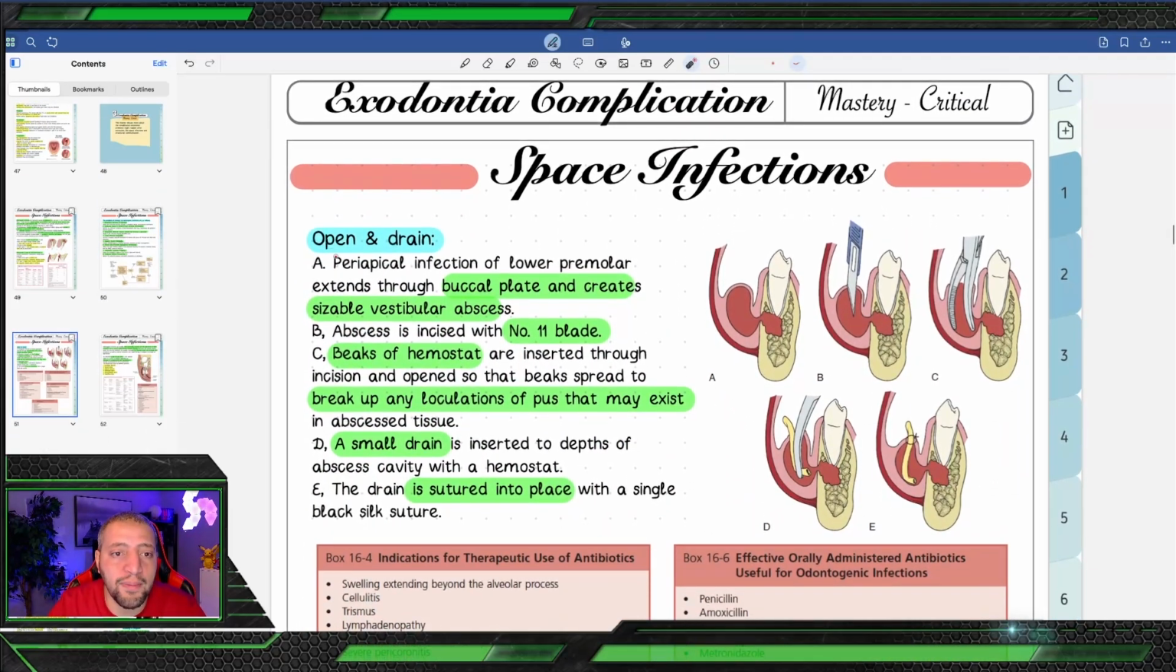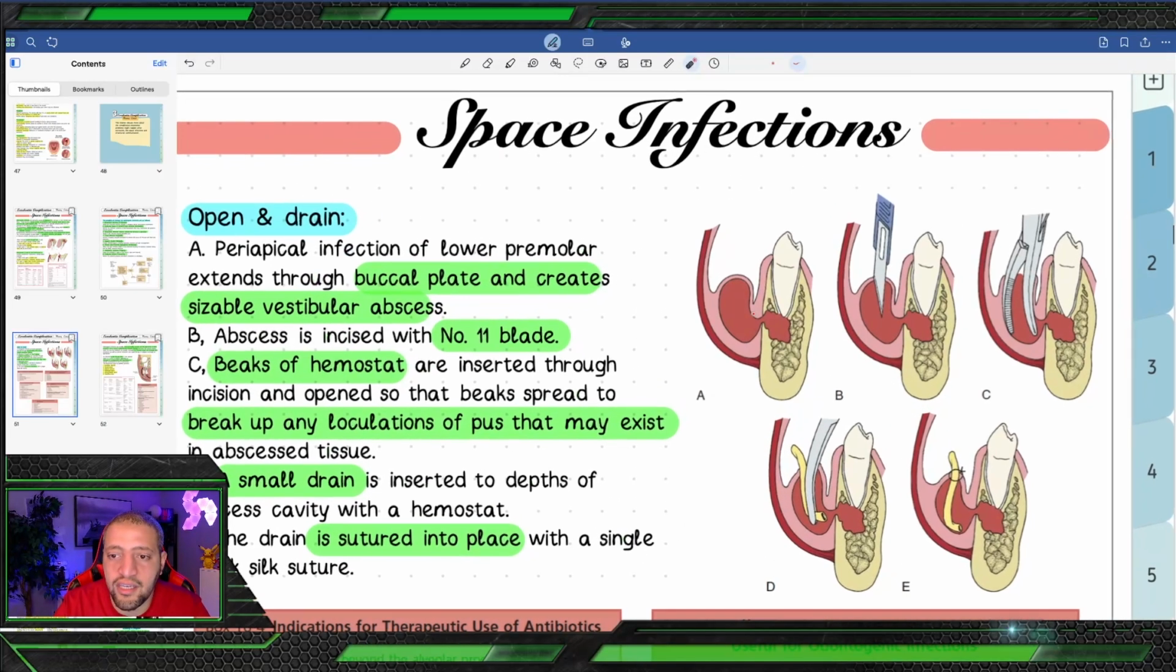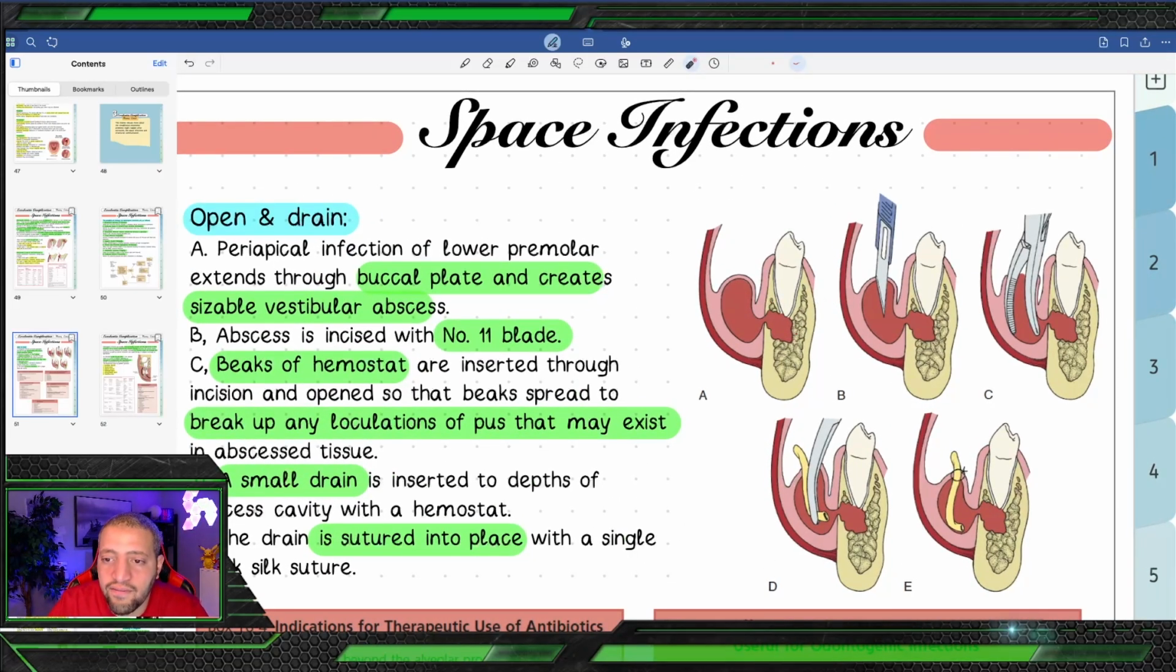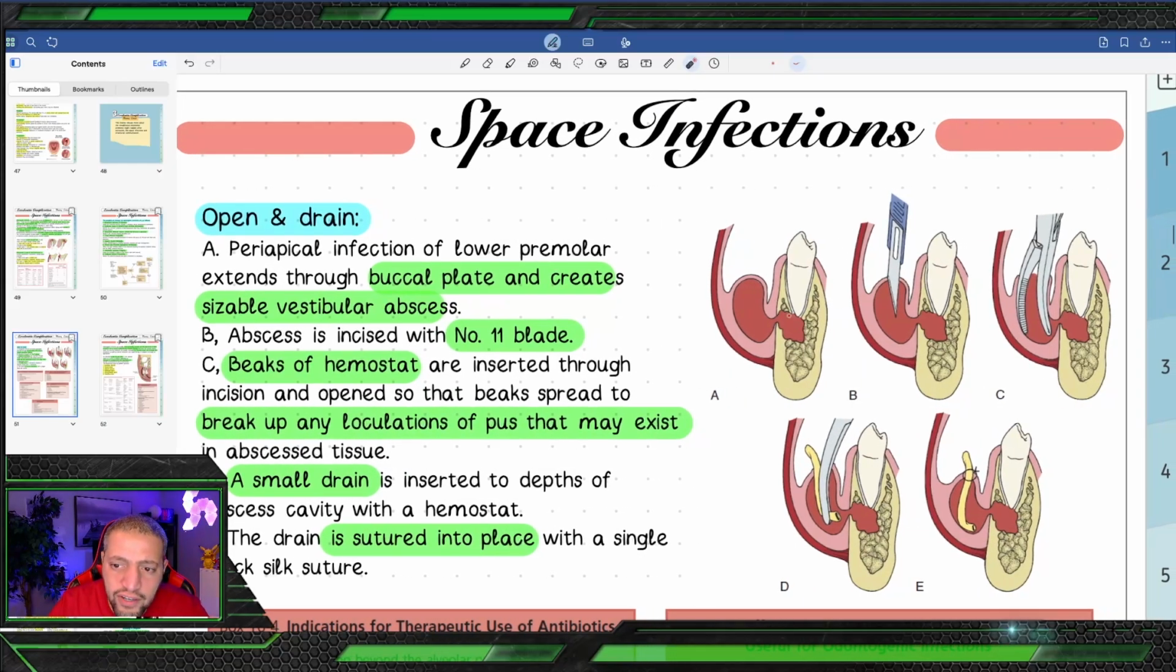So we discuss a lot about open and drain. So what's open and drain? As you can see here, we have a tooth here with infection. This infection is coming here in the vestibular space. So first of all, the infection did erode through the palatal bone because, as you can see, the location to the palate is shorter than the location to the lingual plate of bone.